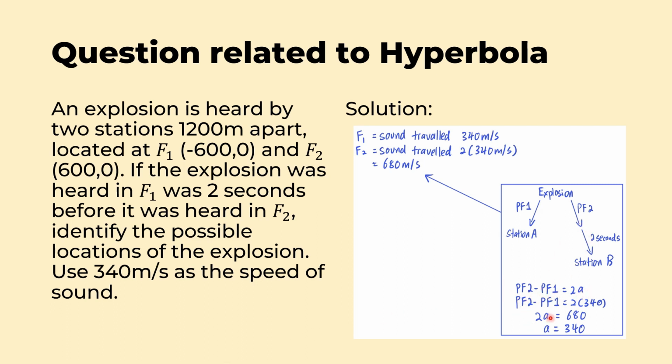We sub in the formula. So we know that PF2 minus PF1 equals 2 times 340. So you get 2A equals 680. And you divide 2 on both sides, you get 340.